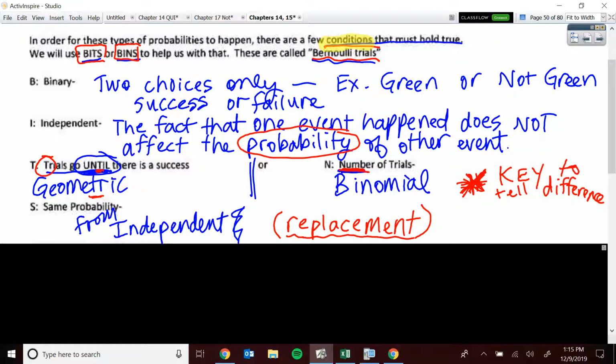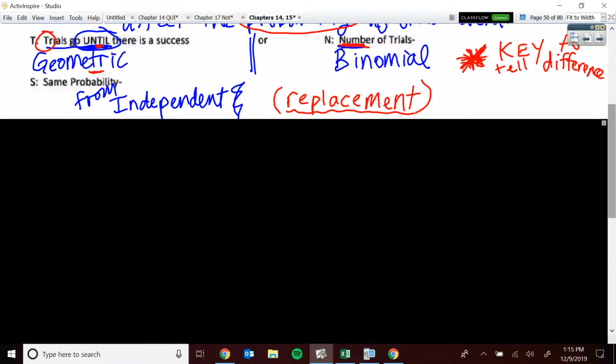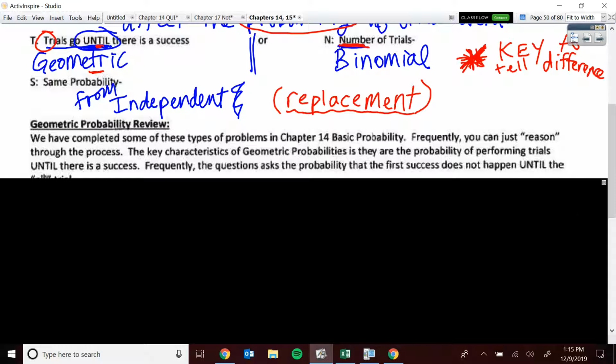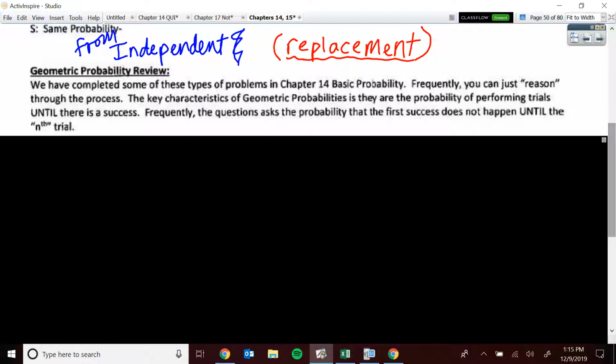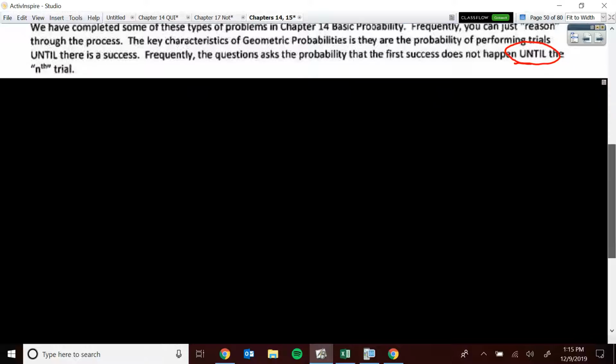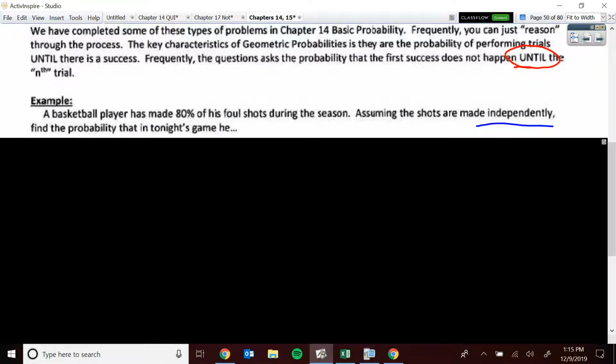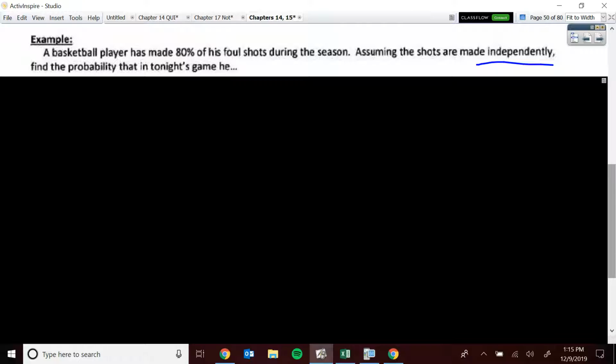All right, so let's now get going on this. This little paragraph says this is the same as what we did in chapter 14. These geometric trials will go until you get it on the nth thing. And let's do this problem. A basketball player has made 80% of his foul shots during the season. Now this says, assuming the shots are made independently, meaning the fact that he missed the first 3 isn't going to mess with his psyche and make him more likely to miss it.